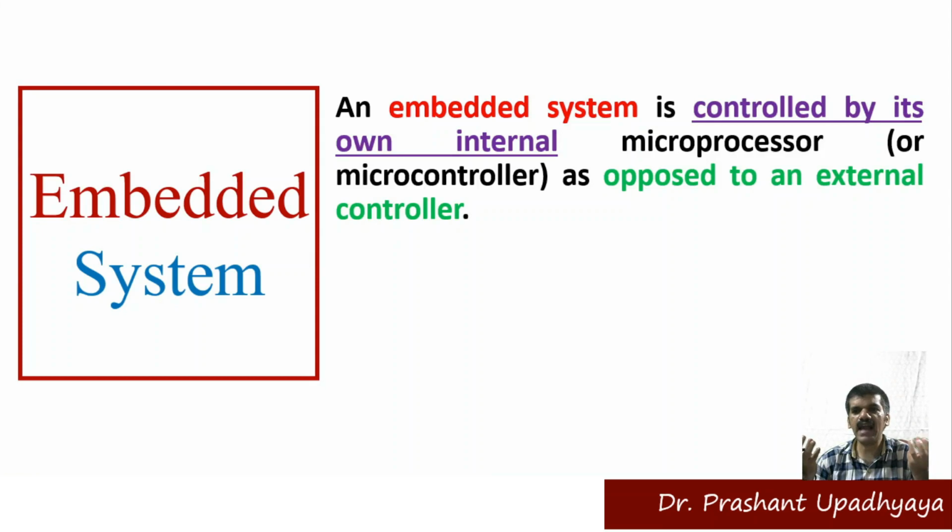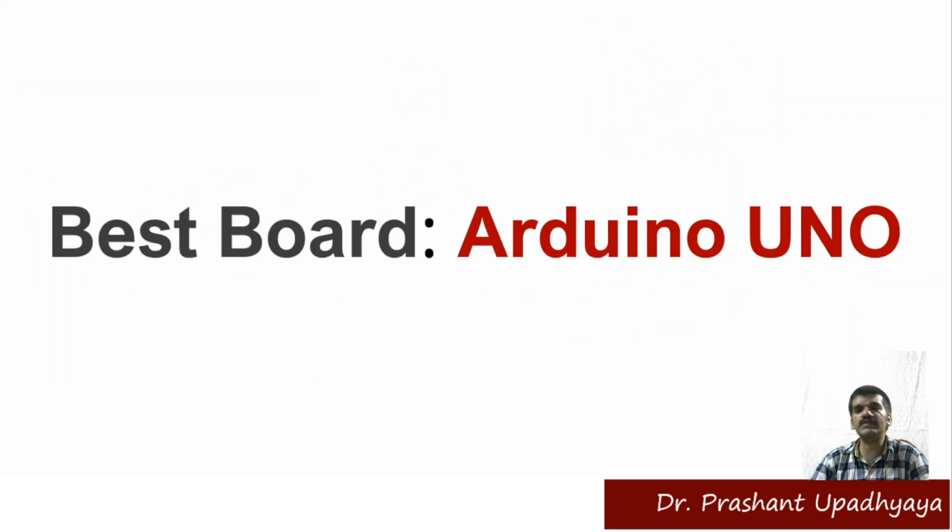We can say an embedded system is controlled by its own microprocessor or microcontroller. To develop this embedded system, we require some sets of hardware. So we always start with the very popular board, which is known as the Arduino UNO board. One of the best boards that is being used by most of the communities is your Arduino UNO board.